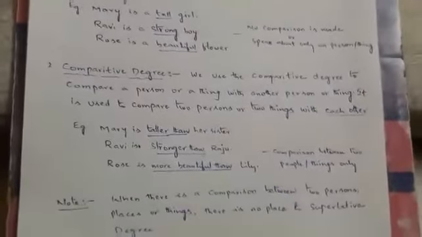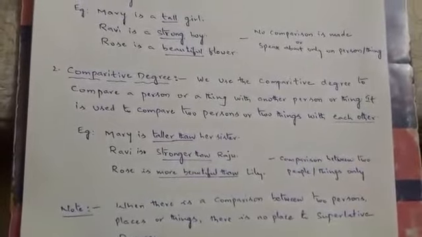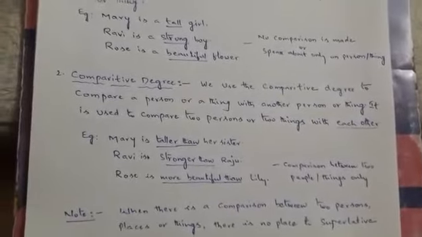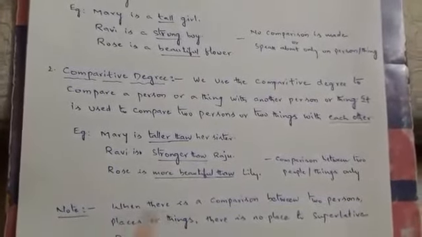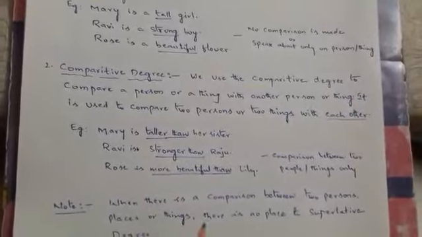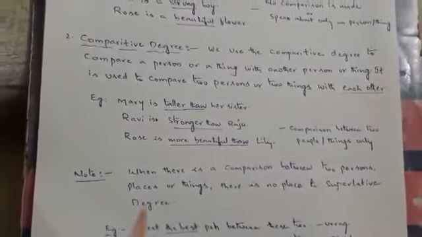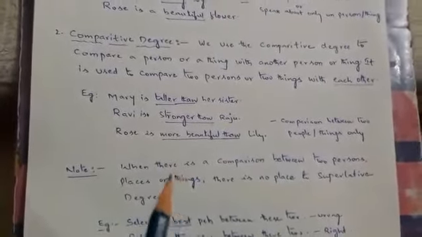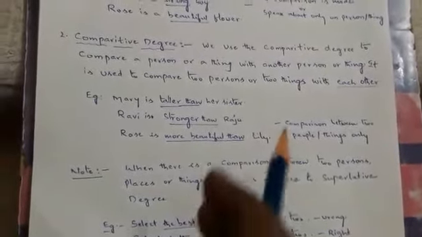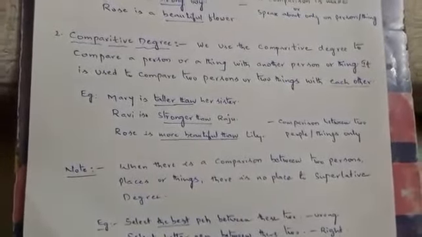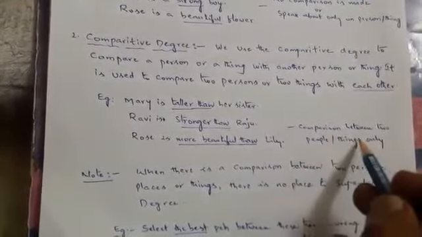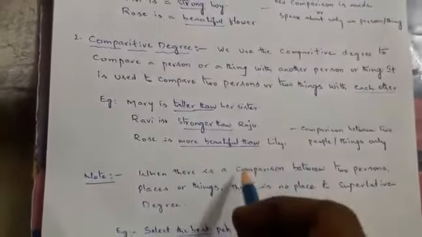Example, Mary is taller than her sister. So who are the two people here? Mary and her sister. So the two persons are compared. And when you come to the second sentence, Ravi is stronger than Razu. Rose is more beautiful than Lily. So comparison between two people or things only.